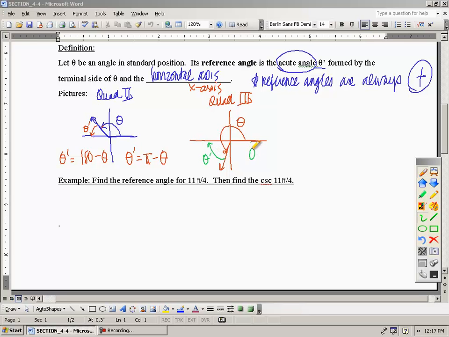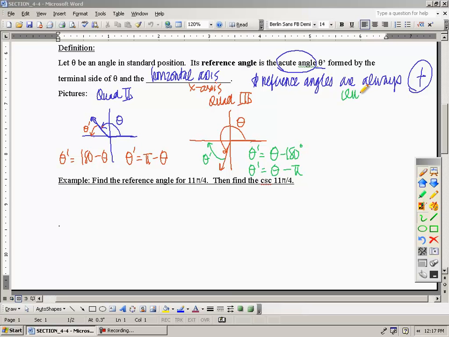In order to find theta prime, I'm going to take my angle theta and I'm going to subtract 180. Because I want the overage, is basically what I'm asking. How far over did it go from 180? Or in terms of radians, I'm going to take my angle and subtract pi. Okay. Again, we're looking for the overage. Because the reference angle has to be positive, I've got to subtract them that way.